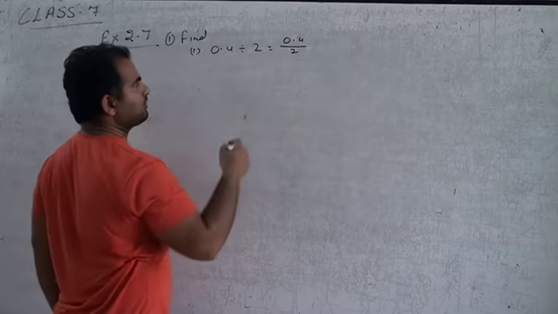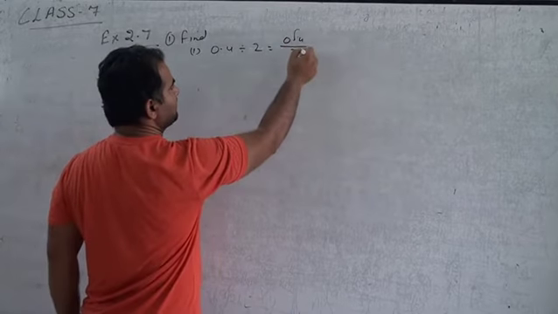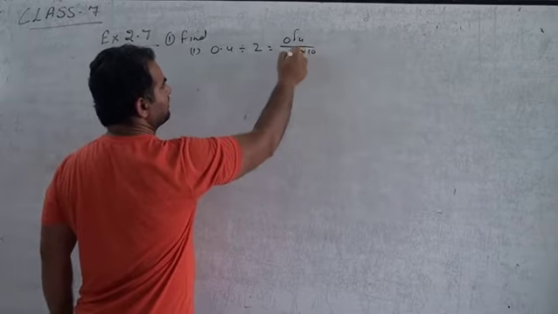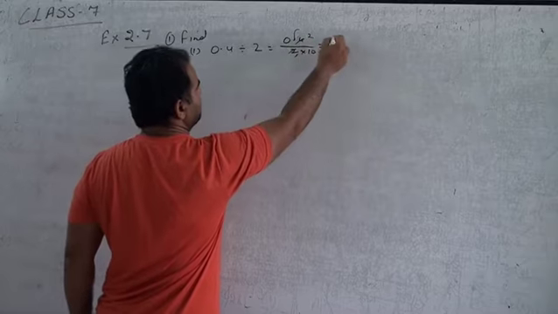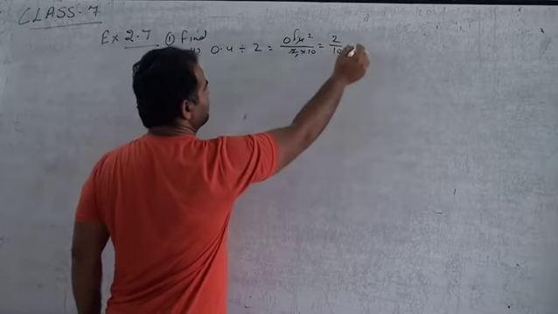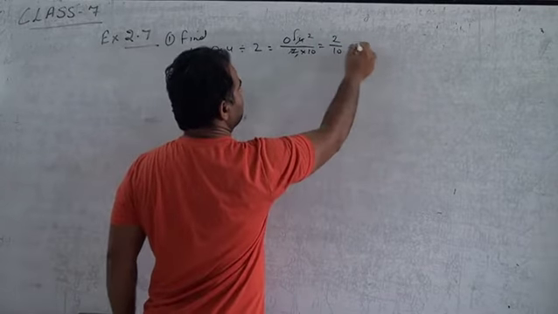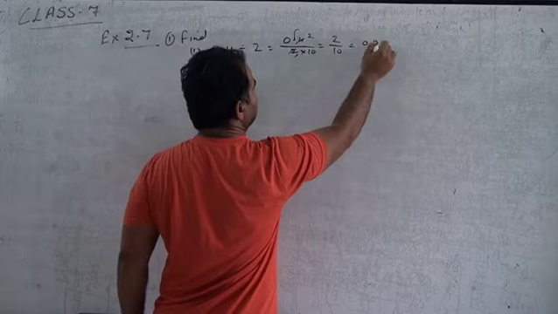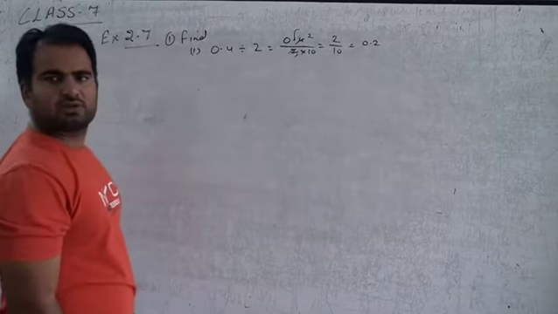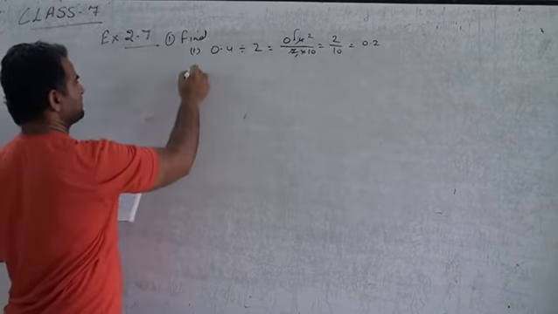0.4 upon 2. What we have to do? Remove that point. It will give us 10. 2 ones are 2. 2 twos are 4. It will be 2 by 10. Or we can write it like 0.2.